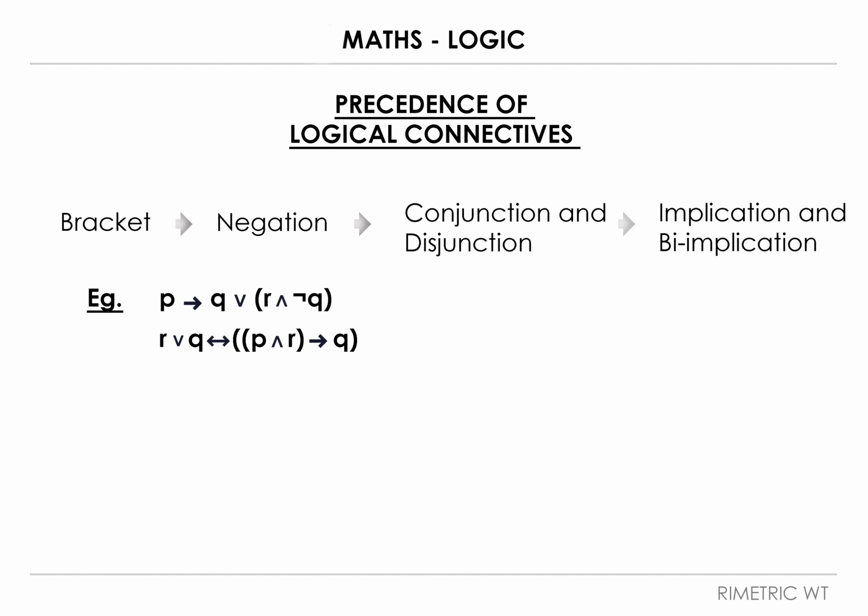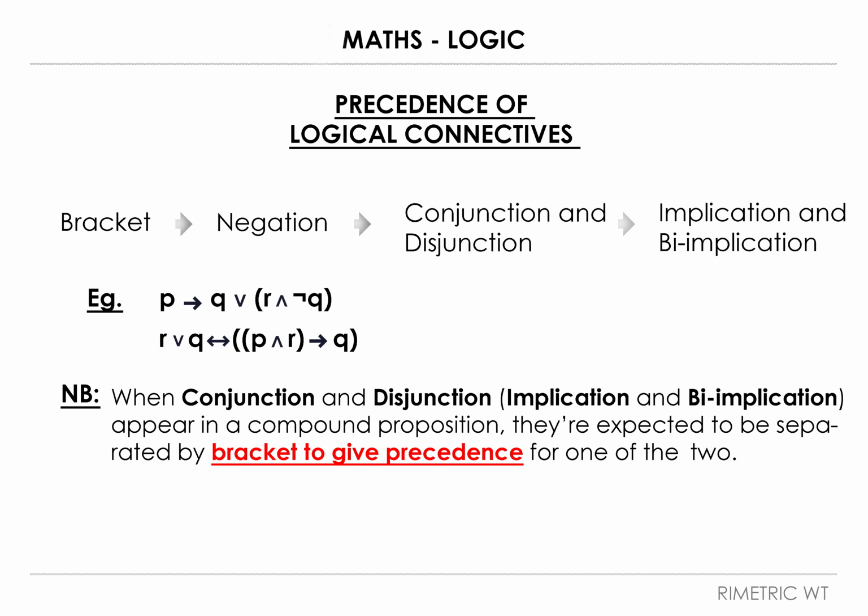Here you might ask, what if we have conjunction and disjunction in the same proposition without brackets, as shown here? When conjunction and disjunction, or implication and bi-implication, appear in a compound proposition, they're expected to be separated by brackets to give precedence to one of the two. Otherwise, it can't be solved for truth value since there's no logical rule of precedence for each pair. For instance, in the statement below, there is disjunction and conjunction together with no bracket. In this case, it's difficult to evaluate the truth value because there's no conventional precedence rule for such a pair. Therefore, it is usually put in brackets to differentiate the precedent one, as shown.